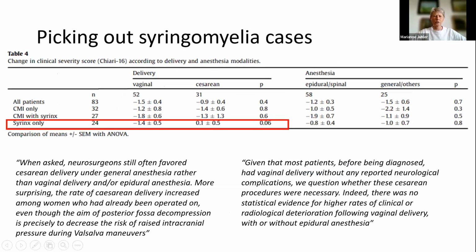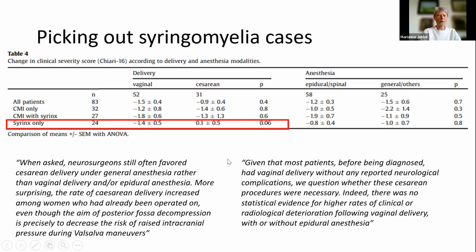If we pick out the syringo cases from this paper, we can see that patients with syringomyelia and syrinx associated had no worsening of their Chiari score. They used a Chiari severity score, which they had produced themselves for this particular paper. Interestingly, patients who had what they called a syrinx only, without any CMI, there was a tendency towards worsening of these with a vaginal delivery. And this leads me back to think about Dominic's distinction between a hydromyelia and a syrinx. So patients with a primary spinal disorder underlying the syringal condition might actually do worse with vaginal delivery.